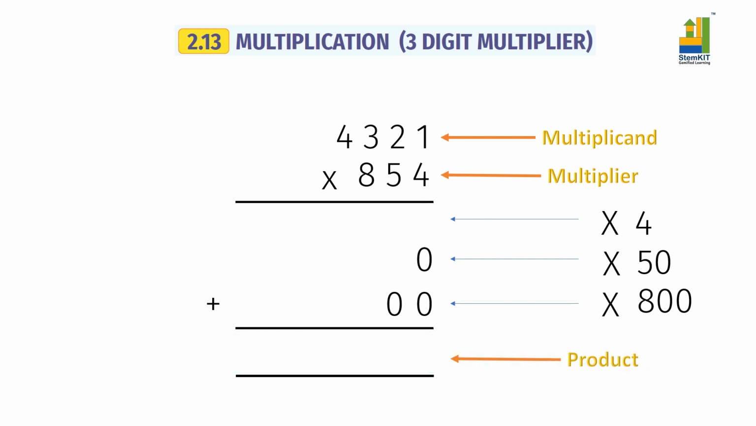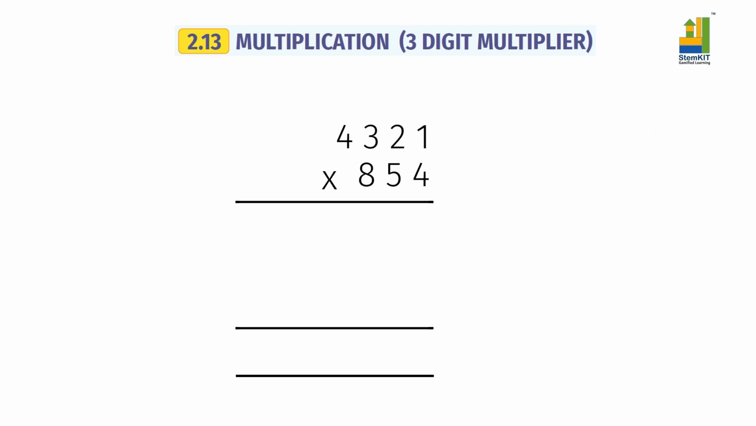Let us go through the actual multiplication. Multiplying with units of multiplier. 4,321 into 4 equals 17,284. Multiplying with tens of multiplier. Insert a 0. 4,321 into 5 equals 21,605.